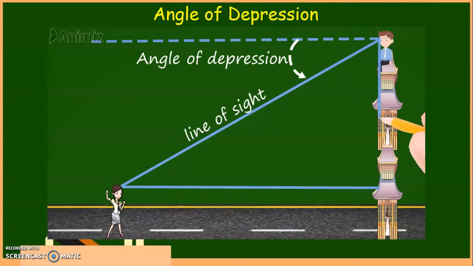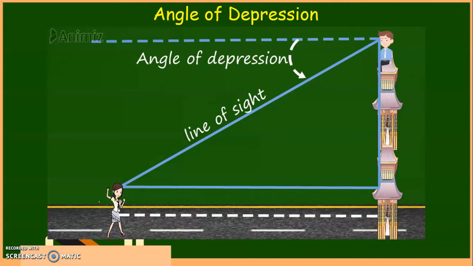And here also we will get a right angle triangle. If you want to find the height of the tower or the distance of the girl from the foot of the tower, we can use trigonometry. So here we get two definitions. First, the angle of elevation, the angle made by the line of sight with the horizontal, above the horizontal line. And second, the angle of depression, the angle made by the line of sight with the horizontal line, below the horizontal line.